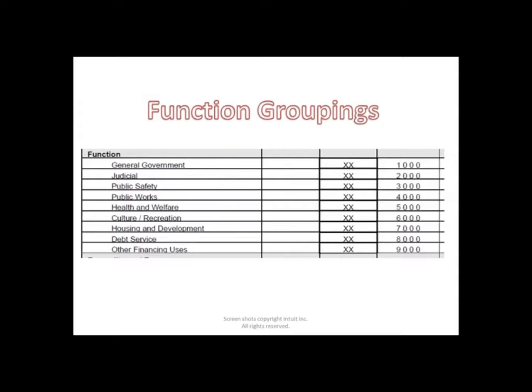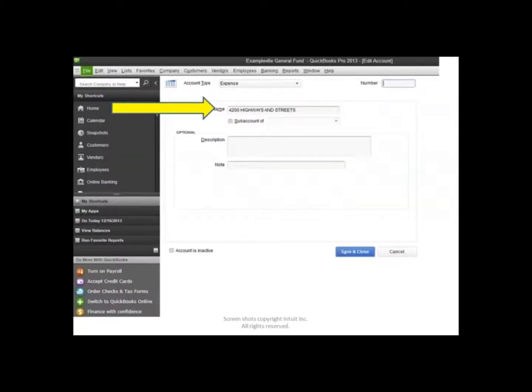Again, just like we did on the revenue side, you need to set up your headings or your groupings before you set up all of the individual line items as your sub-accounts. So we're going to use the highways and streets as our example. Now, one of the things you will notice is in the right-hand corner, we didn't put a number this time. We basically put the number 4200 inside the actual name. This is a workaround in order to do what we want it to do on the financial reports. This is one of the ways that you can actually make your financial reports look the way you want them to look.